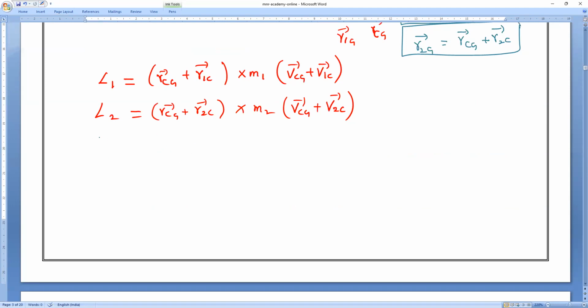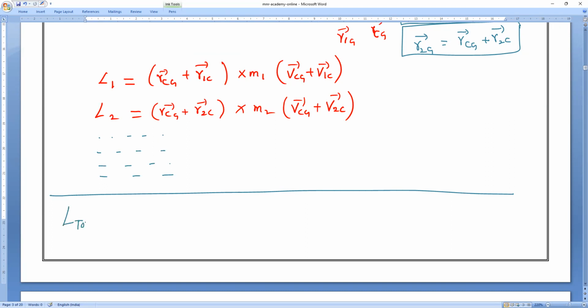So now you can see that I can write it for many particles. Now we want the total, so L total we want now. This is the biggest expression we will get, but I will still try to make it as simple as possible. So pay attention very carefully.